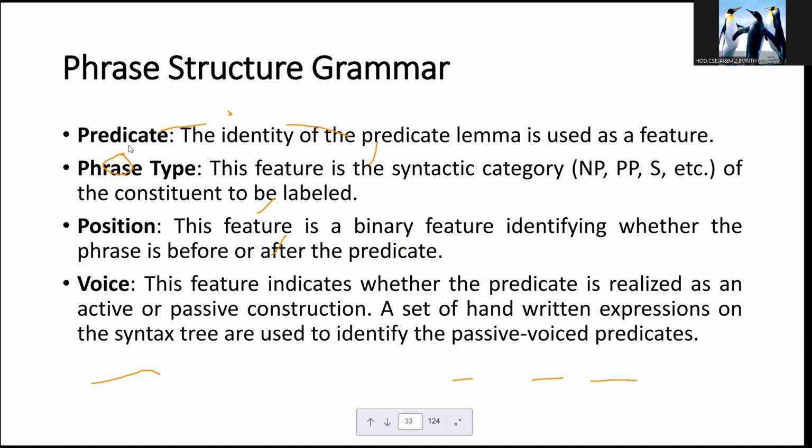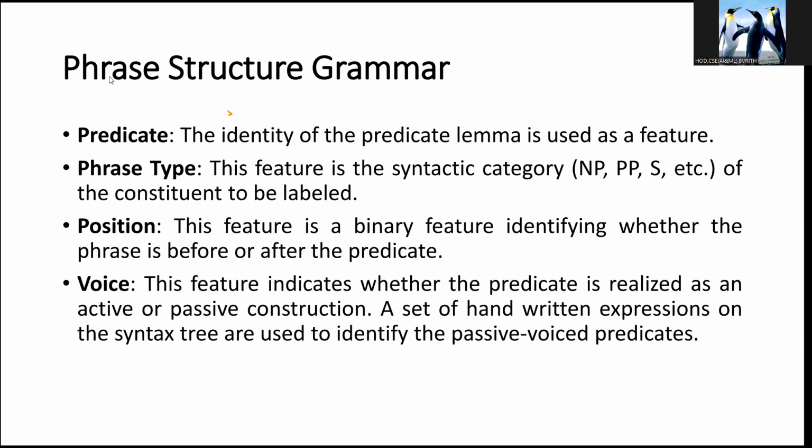Next we'll see the other features of the phrase structure. The other features are a predicate feature, a phrase type feature, a position feature, and the voice of the phrase. So these are the different other features of the phrase structure grammar.